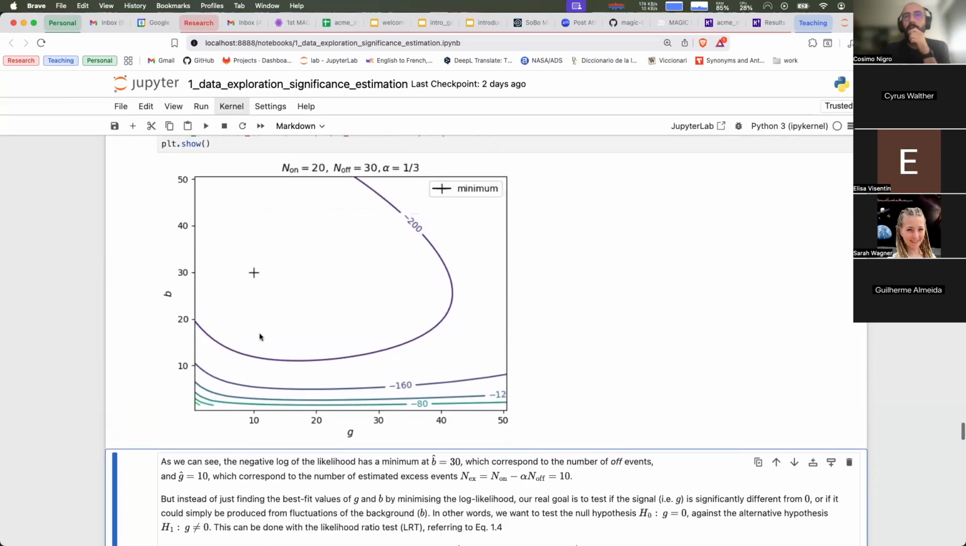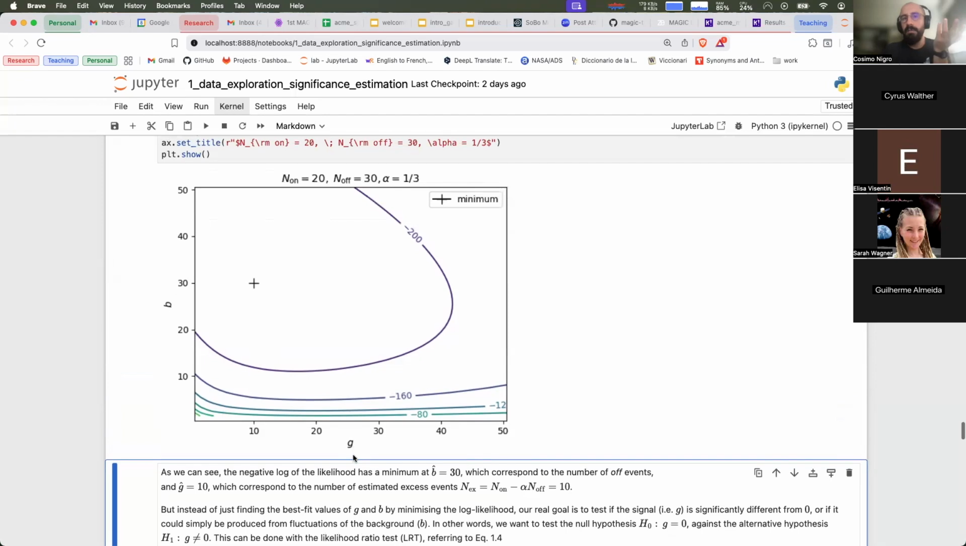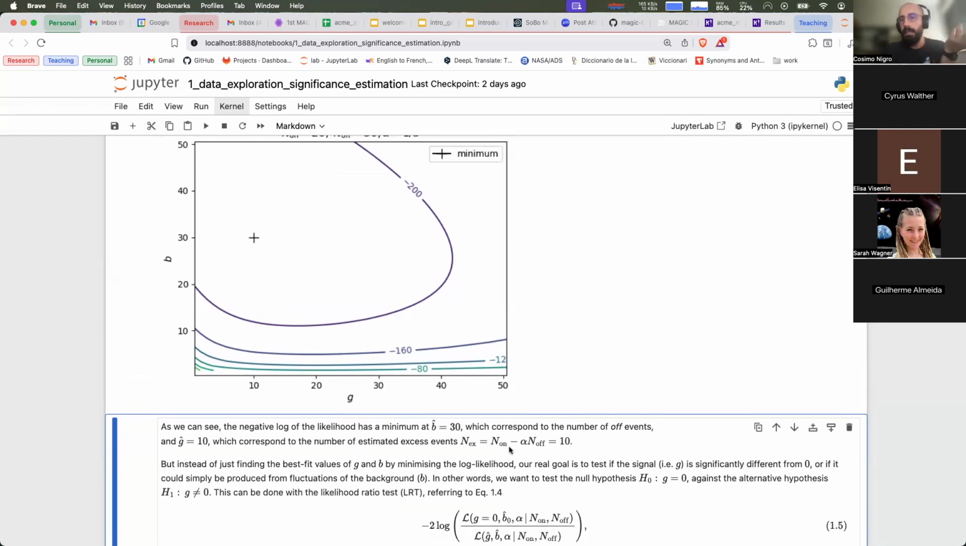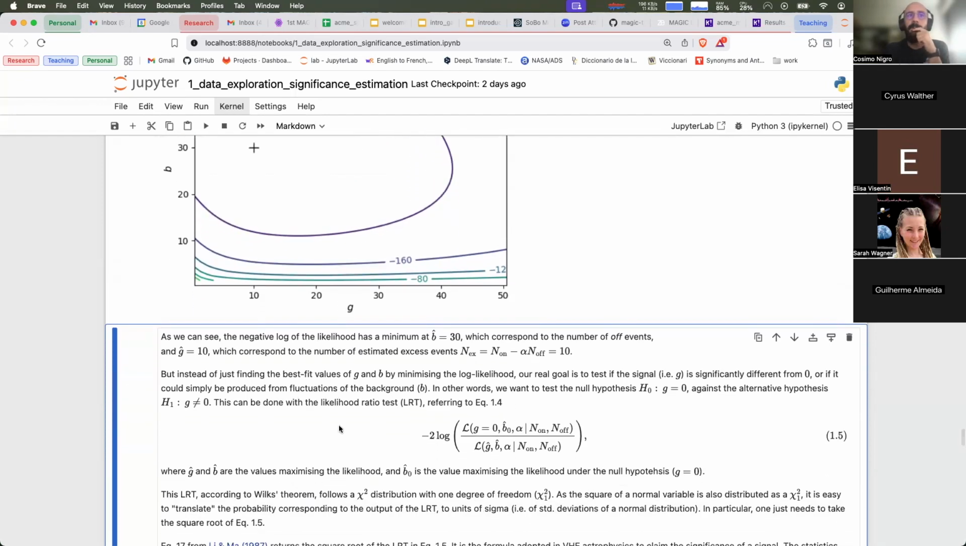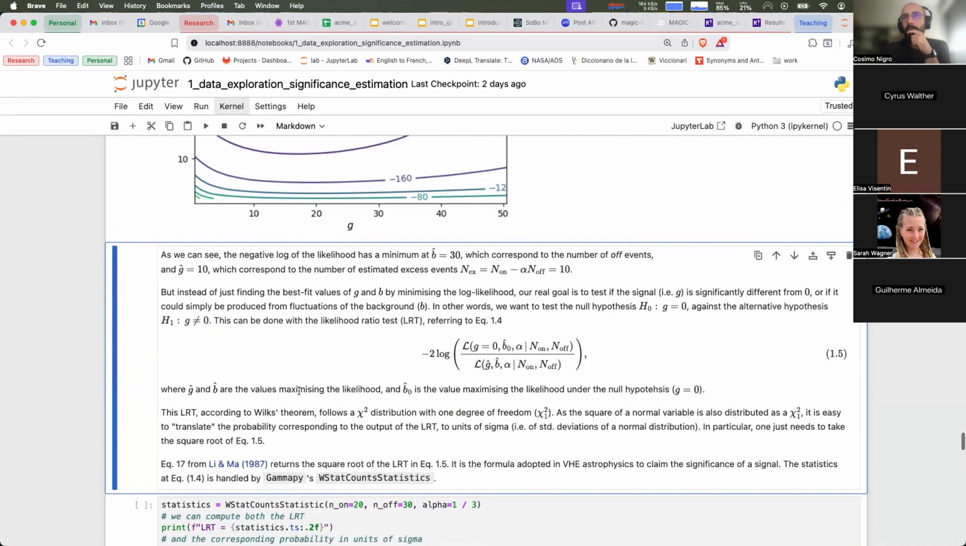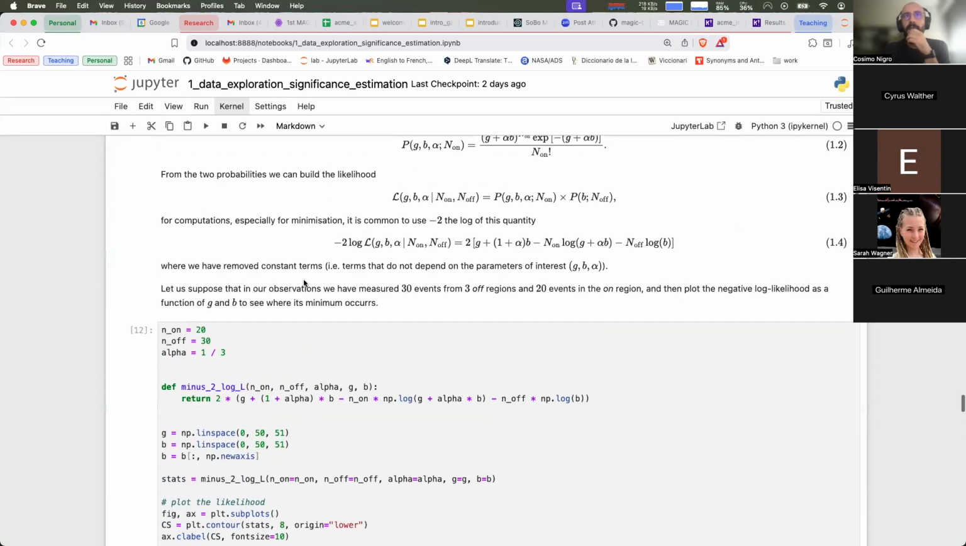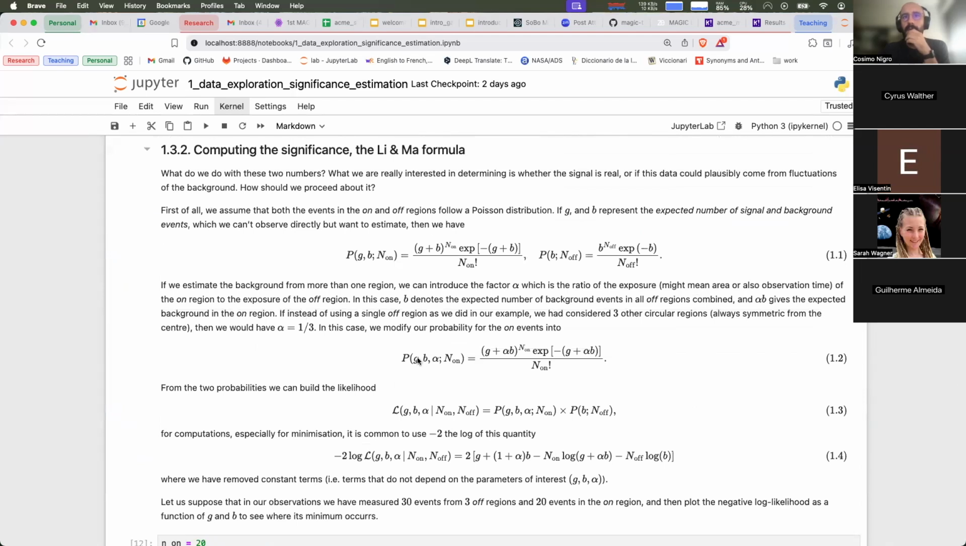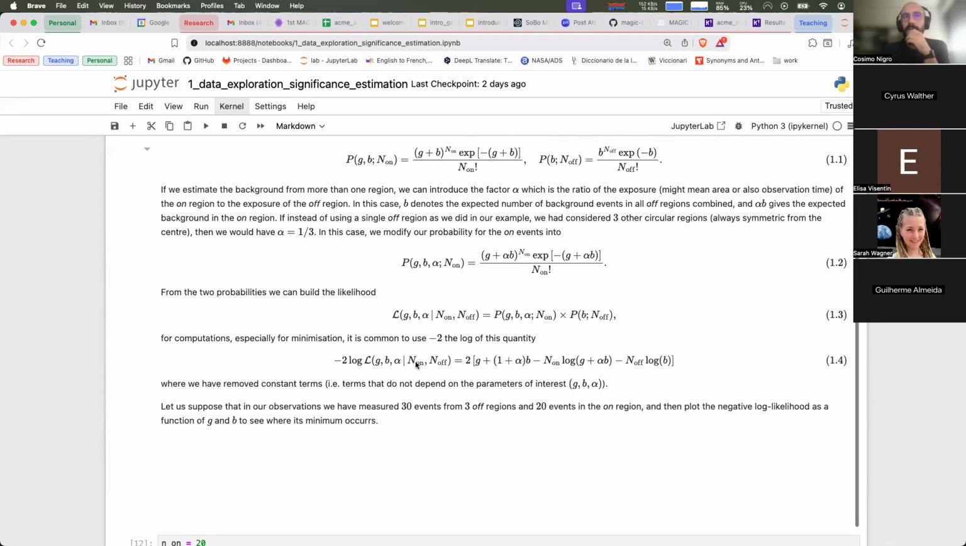Everything clear so far? A good estimate of the excess, for example, might be directly to subtract the on and alpha, the number of off, okay? And then the next step is to do this likelihood ratio test. Basically, when you do a likelihood ratio test, you select a null hypothesis, in this case that there is no signal at all, against the alternative hypothesis H1, that actually G is different than 0. So that actually in the on region, there is some signal, right? This G parameter is not 0.